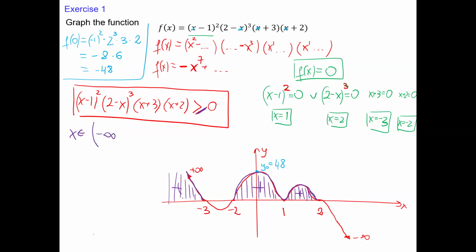from negative infinity to -3, we may use brackets because we are including this endpoint, union from -2, and I can say from 1 and from 1 to 2, but I can combine these together because we are including zeros, because at 1 the function is 0, but 0 is still good. Okay, we can see how nice it is to get this inequality solved. This is the reason. Okay, that's everything in exercise 1.